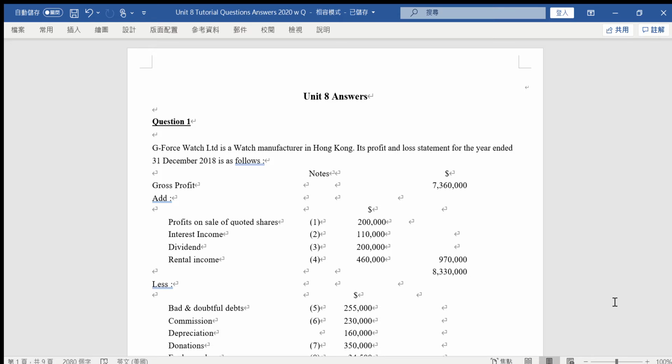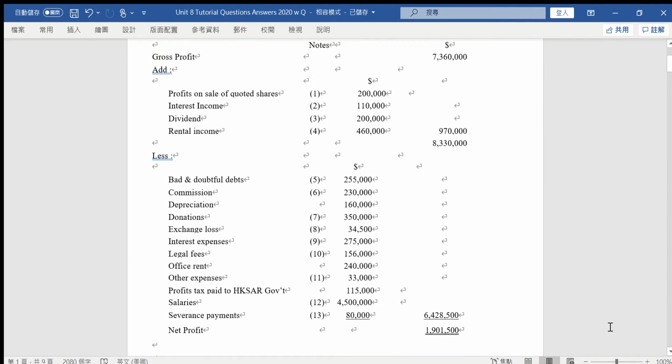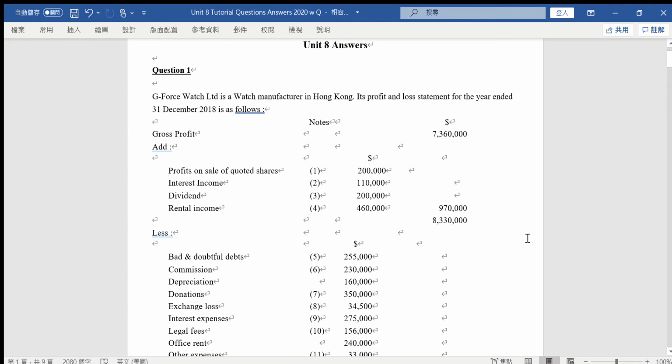Question 1 is about the profit tax computation of T-Force Watch Limited, a watch manufacturer in Hong Kong. It gives you the information, and for the profit tax computation, you should assume that you are the assessor. We start with the net assessable profit, adjust it, and find out the assessable profit amount of this company.